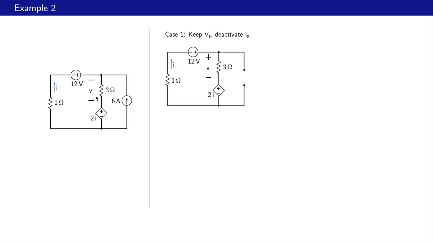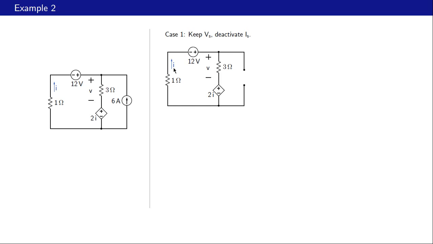Here is our case 1. We have kept the voltage source and deactivated the current source. That means replaced it with an open circuit like that. And now let us find V in this case. The important point to note here is that we have left this dependent source as it is.